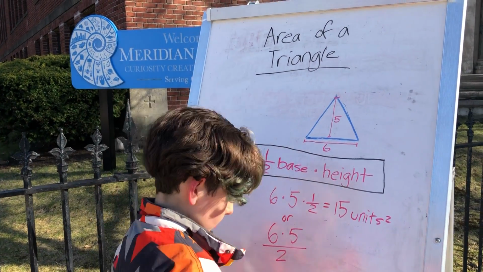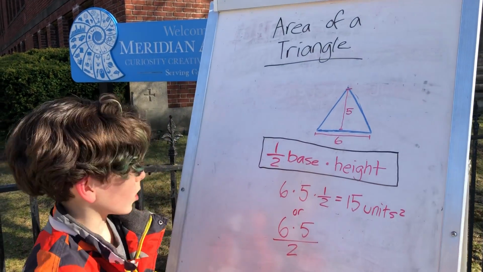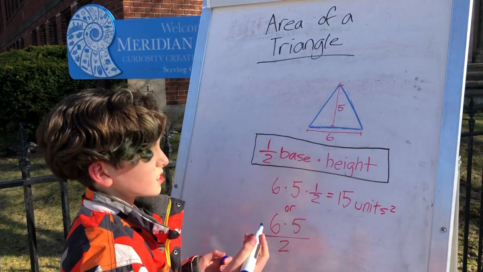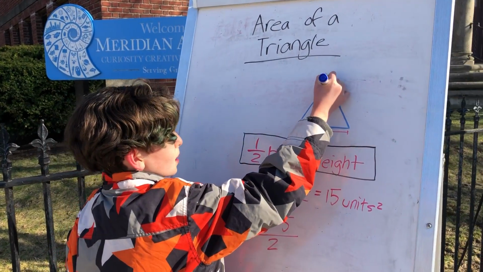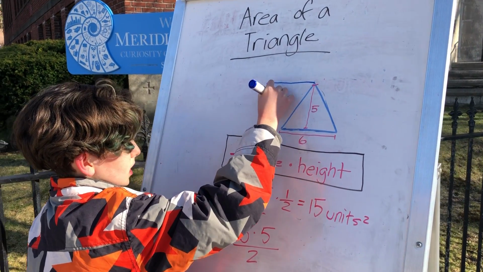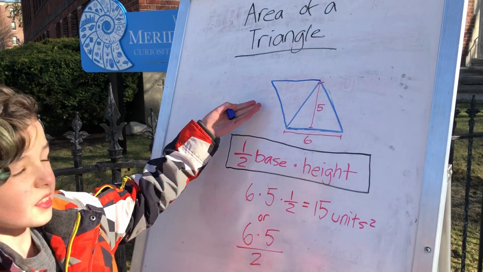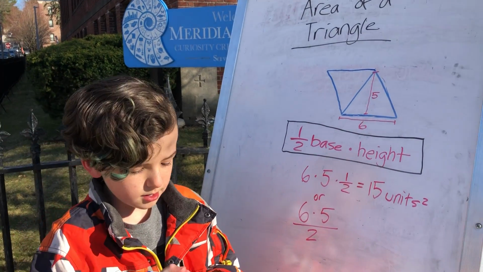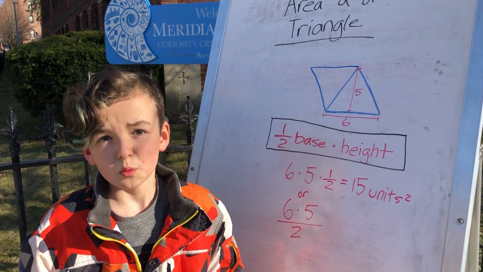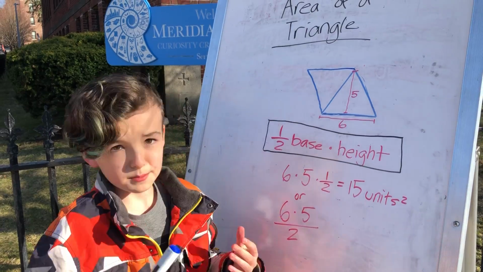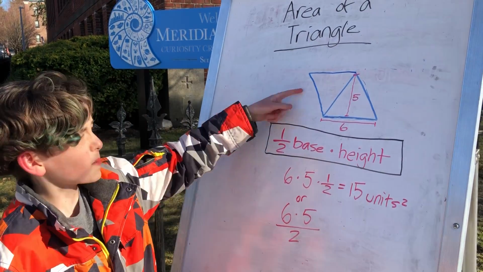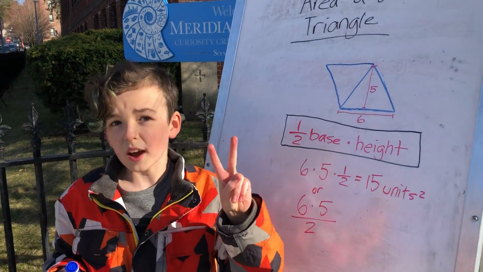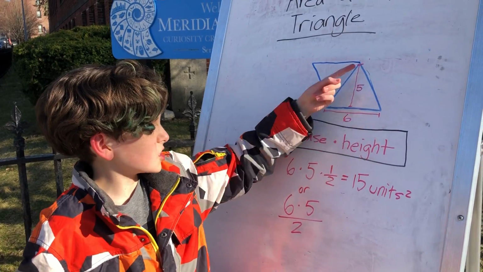Now, the reason that this works is that we have this triangle, and then we can make a copy of it and then just flip it upside down right next to it. And then this just makes a parallelogram. And we already know how to find the area of a parallelogram, which is base times height. However, this parallelogram is twice the area of one of these triangles.